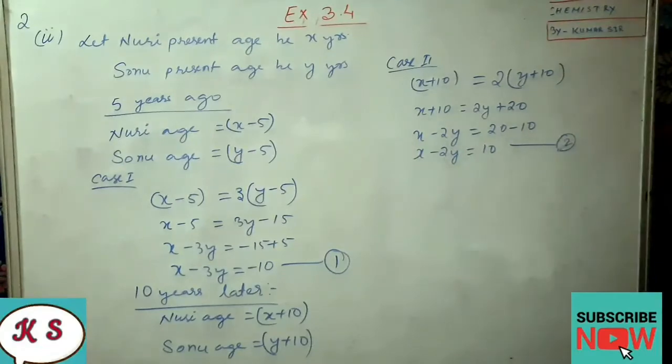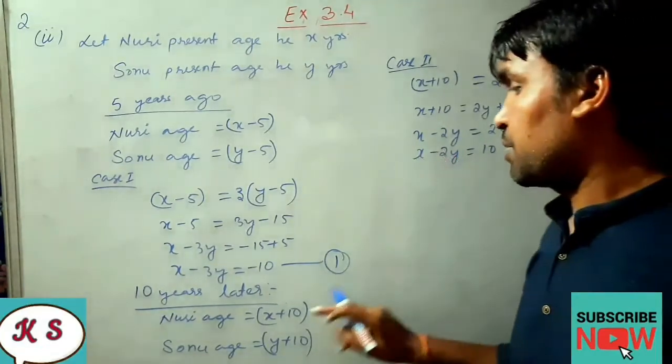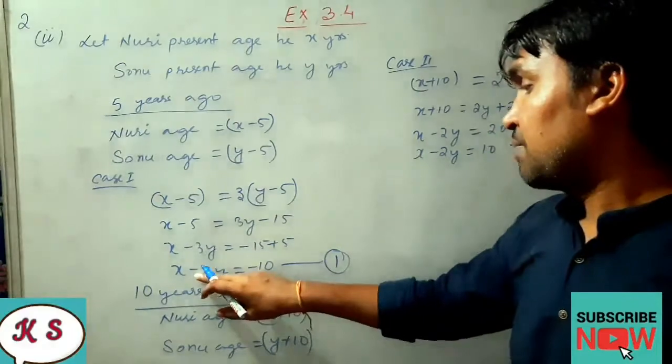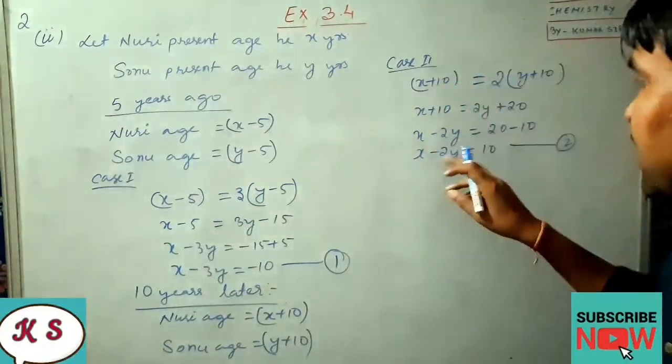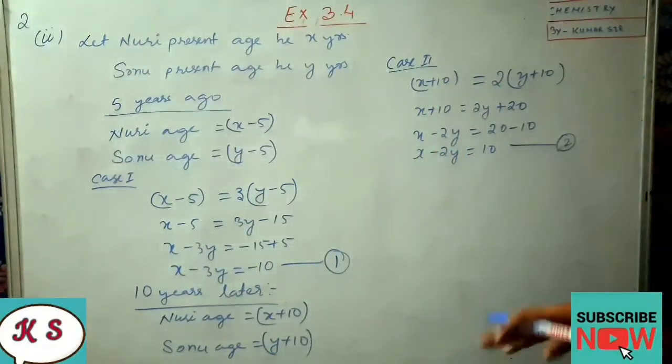Now you see equation number 1 and equation number 2, the Y terms are different, minus 3Y and here it is minus 2Y. So if you want to eliminate the Y term, you have to multiply with their coefficients.